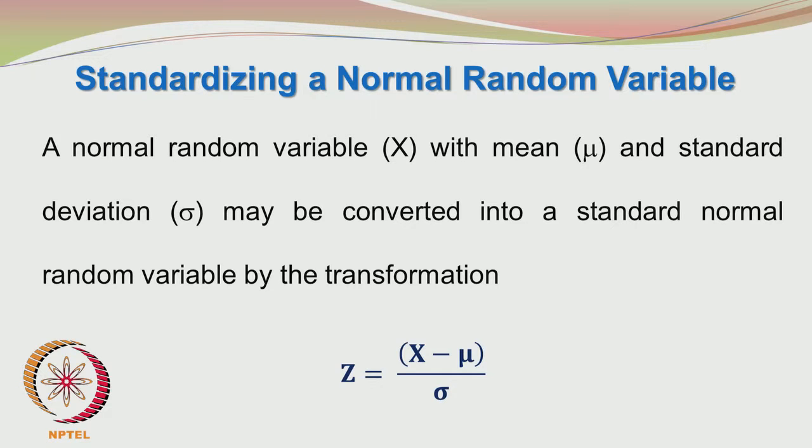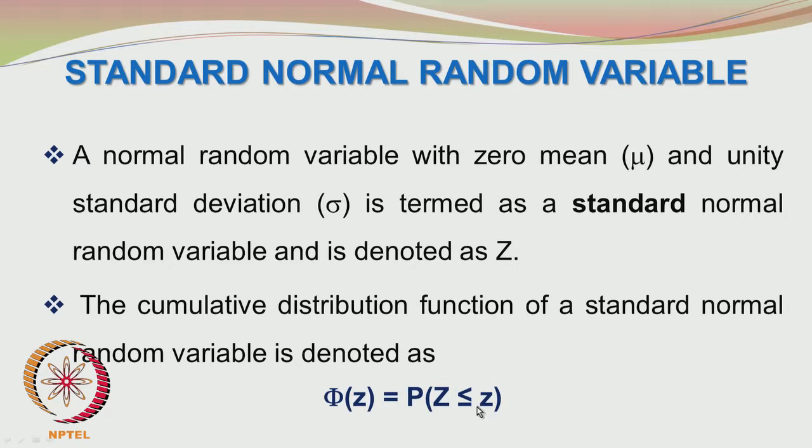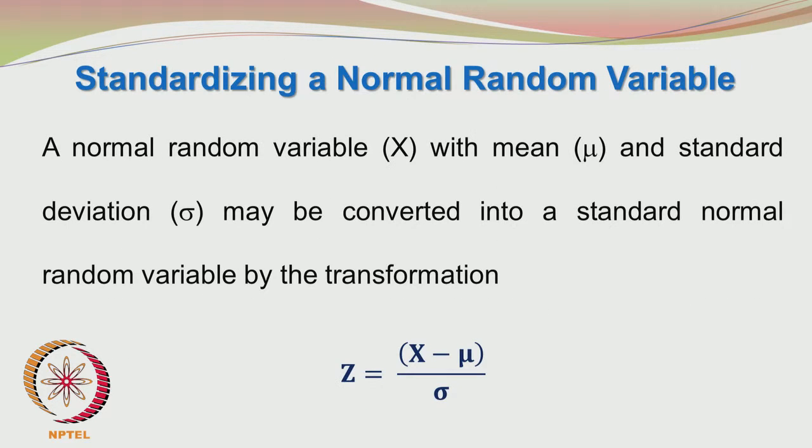What does it really mean? When you want to find the probability of Z less than or equal to z, where small z is a number taken by the random variable capital Z, we do not know the value of small z initially. We only know the value taken by the random variable capital X. To find the small z, you substitute the value of small x here, then you subtract the mean of that normal distribution. That resulting quantity you divide by the standard deviation of the normal distribution, then you will get small z.